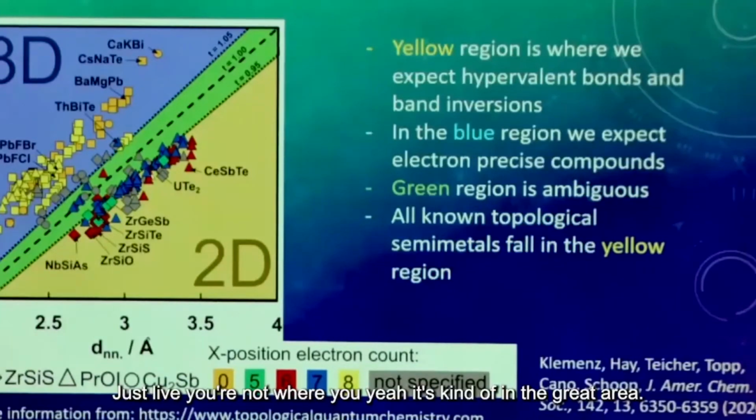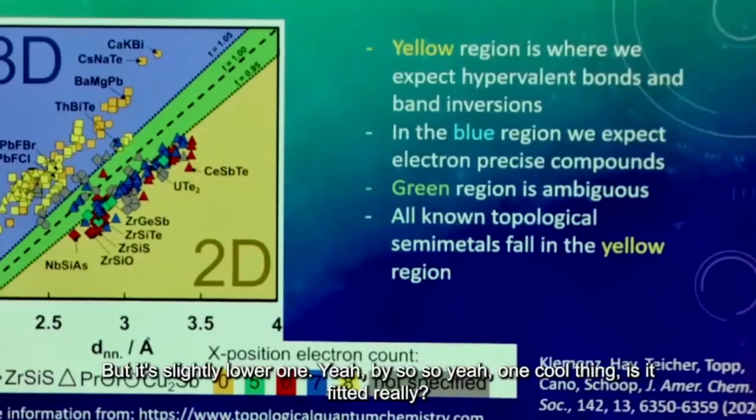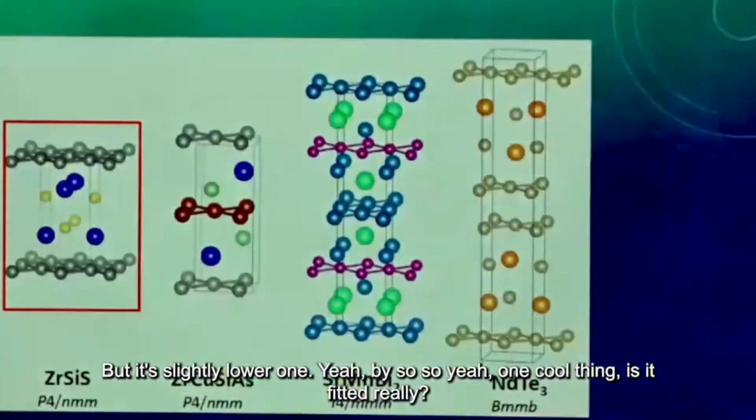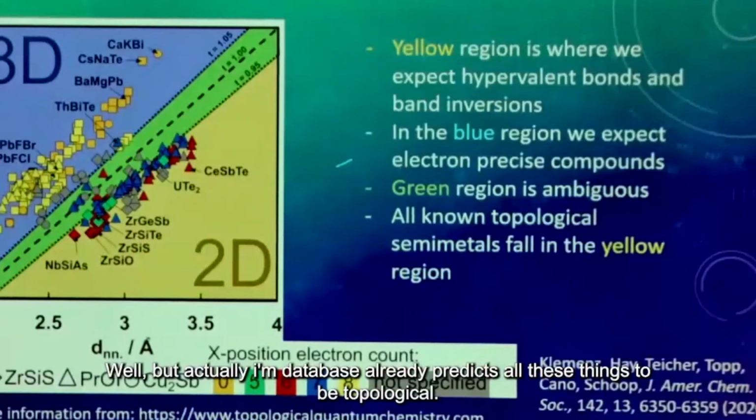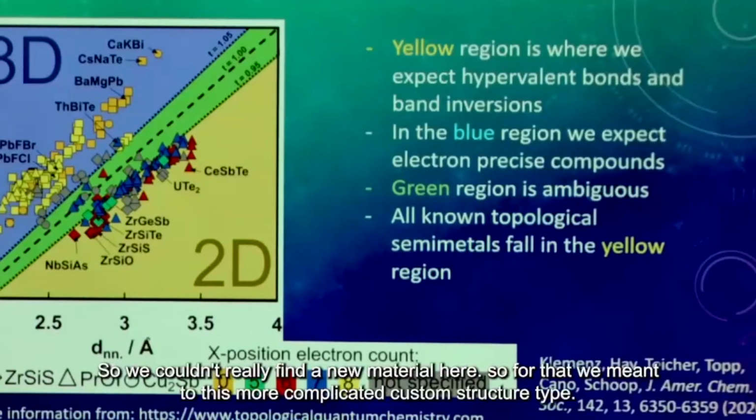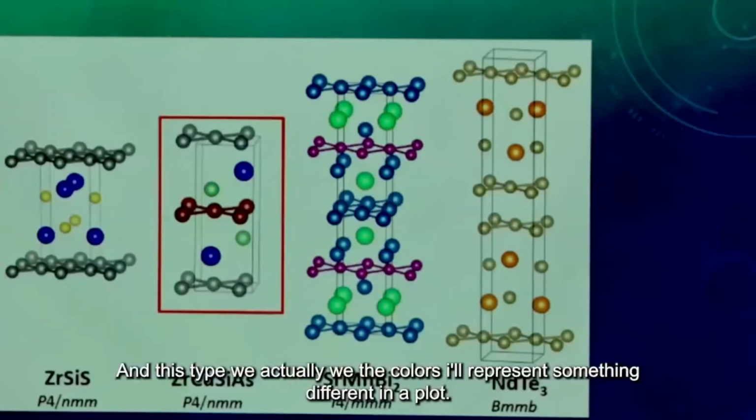Yeah, so it's kind of in the gray area, but it's slightly lower one. Okay. But so yeah, one cool thing is it fitted really well, but actually Andre's database already predicts all these things to be topological, so we couldn't really find a new material here. So for that, we went to this more complicated crystal structure type.